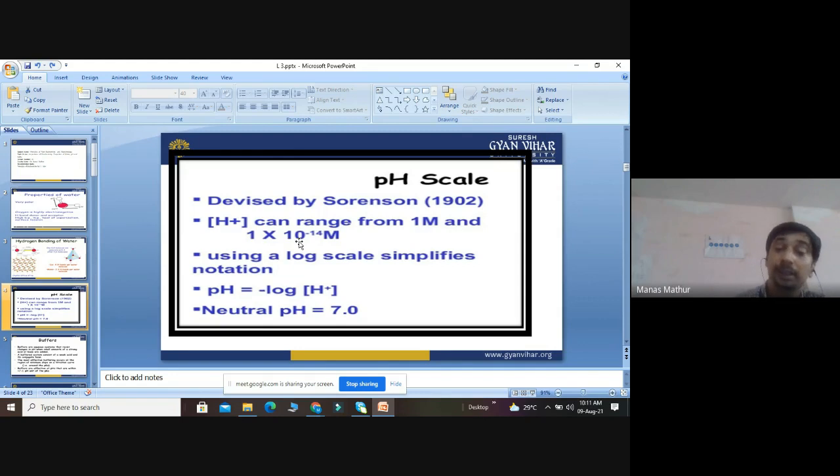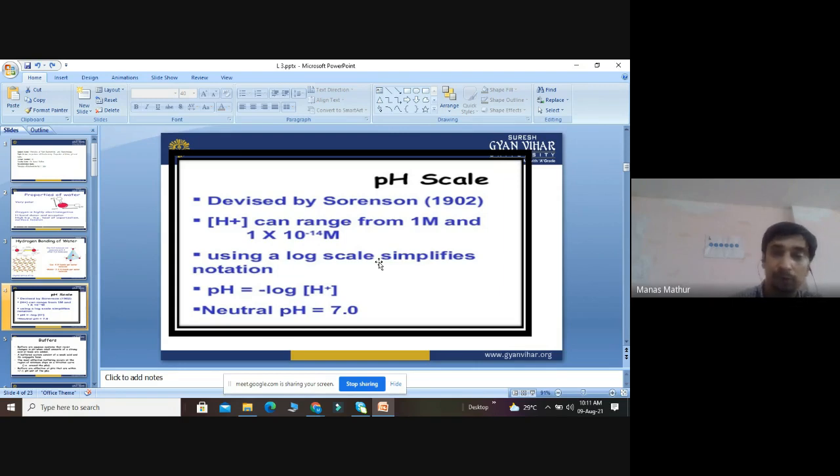Whatever the hydrogen ion concentration is, its negative log is the pH of the solution. So using the log scale, the pH is calculated as the negative log of hydrogen ion concentration. The neutral pH is 7. If it is more than 7, it is alkaline. If it is less than 7, then it is acidic. So this is the overall picture about pH, discovered by Sorensen in 1902 and calculated by the negative log of hydrogen ion concentration.